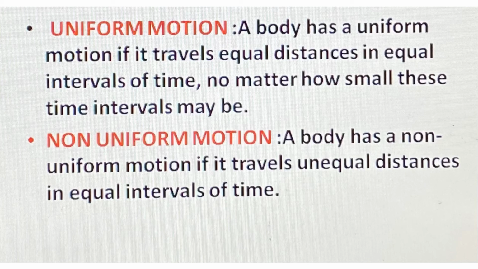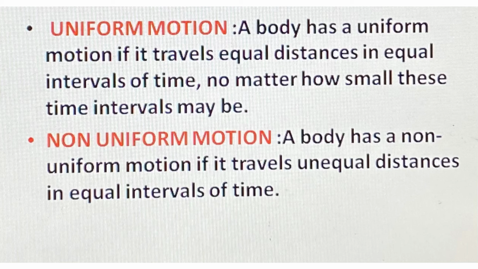Our next topic is uniform and non-uniform motion. A body has uniform motion if it travels equal distance in equal intervals of time, no matter how small these time intervals may be. If it is traveling equal distance in equal intervals of time, the motion is uniform motion. And if a body has non-uniform motion, it travels unequal distance in equal intervals of time.